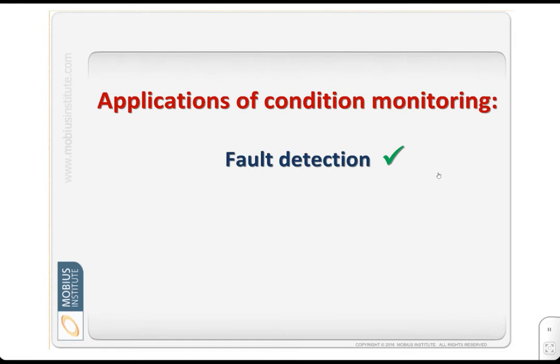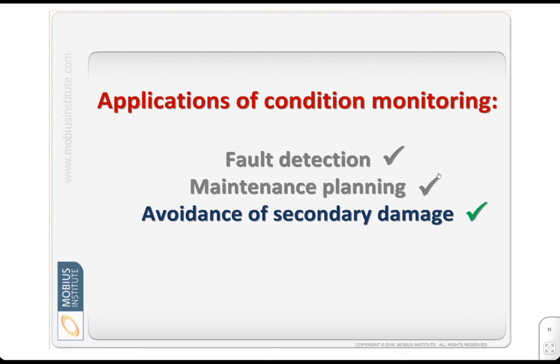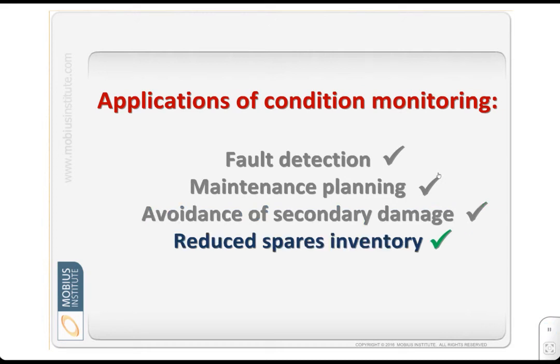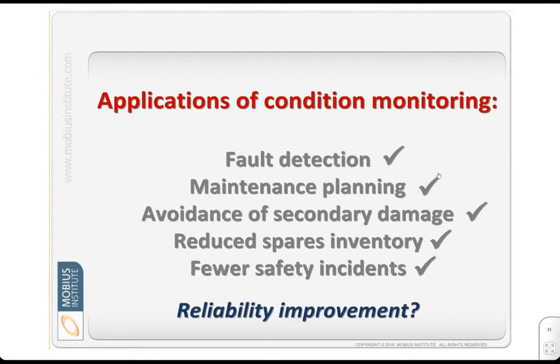So, with condition monitoring, what we've just described is great. We're detecting the fault, and therefore we can deal with it. We can plan the maintenance. We can avoid secondary damage. So, for example, if the bearing fails, rather than just replacing the bearing, we might have to replace the whole shaft or components and seals, and there's a ripple effect when something fails like that. We can reduce spares inventory, because if we know we're going to be warned about certain failures, then we can just order the parts when we need them, which saves the company a lot of money. There can be fewer safety incidents and environmental incidents.